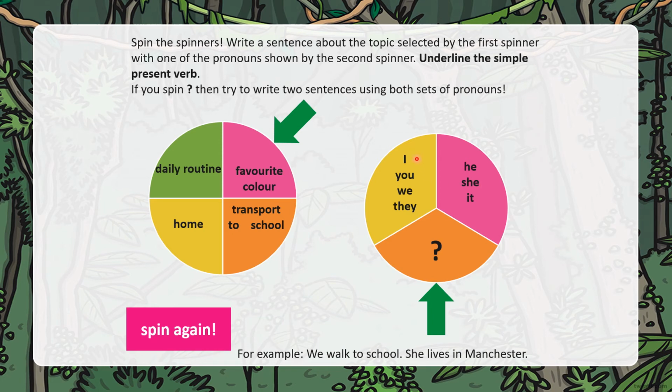Okay, how did you get on? So if you're using this section and you're saying I like the colour orange, then again the word like doesn't need an S. Or you like the colour orange, we like the colour orange, they like the colour orange. Over on this side, these pronouns, he likes the colour orange, she likes the colour orange, it likes the colour orange. So you need to add the S there for that sentence to make sense. Okay, let's spin again.